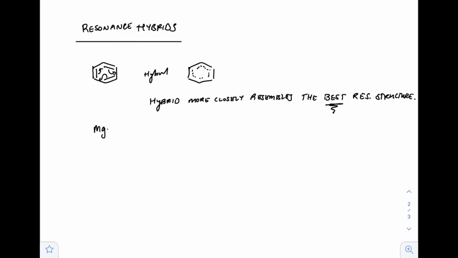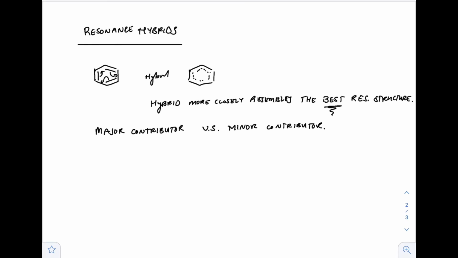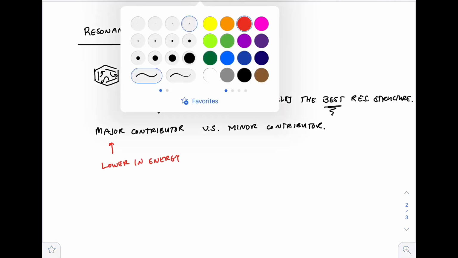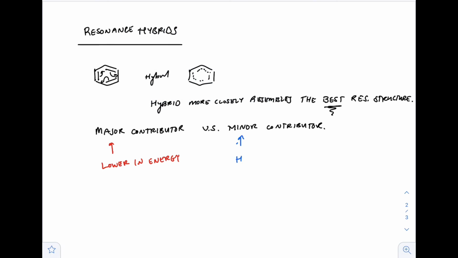And so the hybrid more closely resembles the best resonance structure, okay? That's actually equivalent for the benzene ring, so it doesn't really matter in this case. But remember, the best resonance structure leads to the idea of major contributor versus minor contributor. This was a topic brought up in last semester's OChem. Basically, the major contributor is the one that's lower in energy, and the minor contributor is the one that's higher in energy, right?